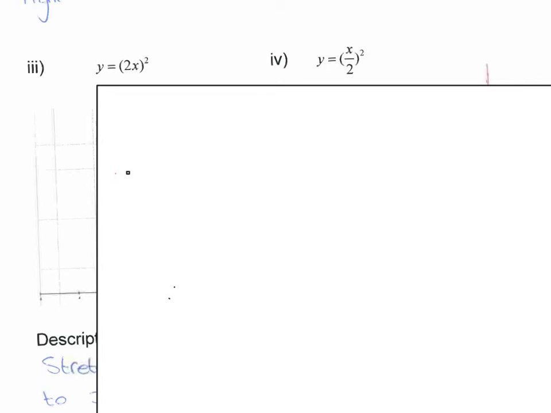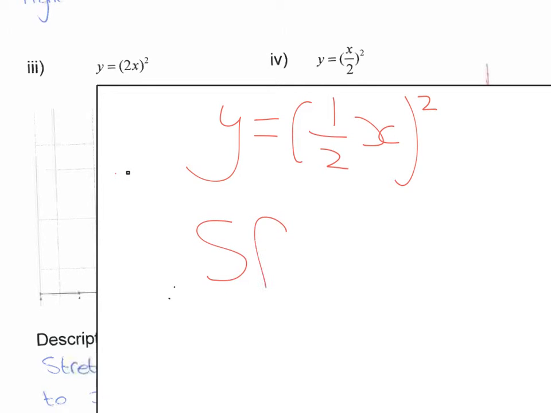For the last example of this video, you can see that x has been divided by 2, which is really the same thing as multiplying by a half. So it could have been given to us as y equals a half x all squared. So the x term itself has been multiplied or divided, which means it's a stretch parallel to the x-axis, and the scale factor in this case is going to be 2. So remember, it's the reciprocal.